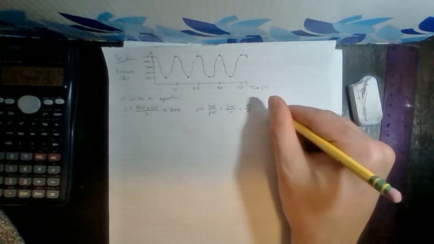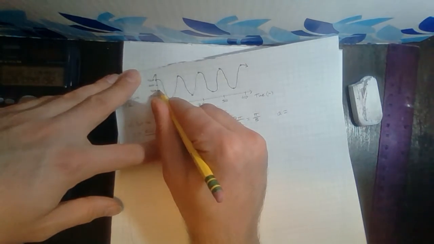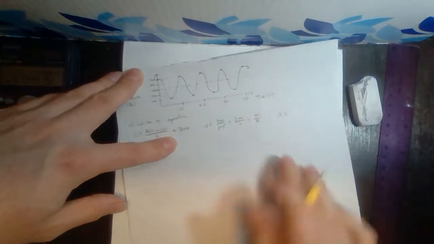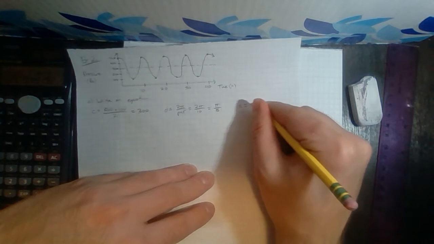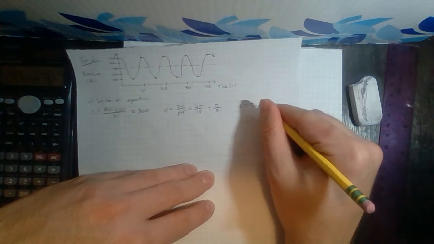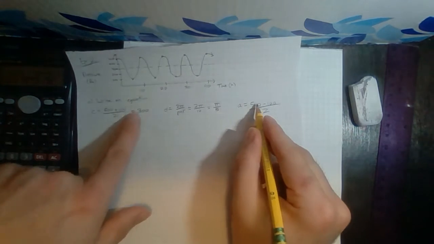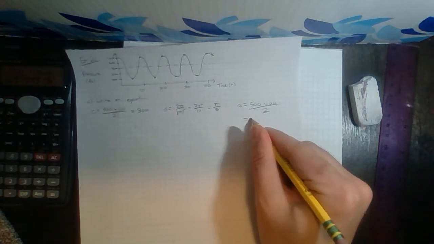Our amplitude, A, how far are we from our axis of symmetry to our max and our min? Again, we can either look at the graph, or we can just do max minus min over 2, or max minus your C value. Either way, you're going to get 200 for A.